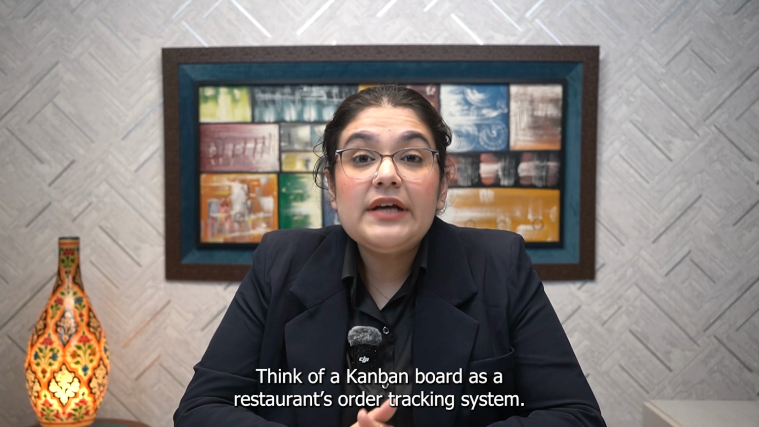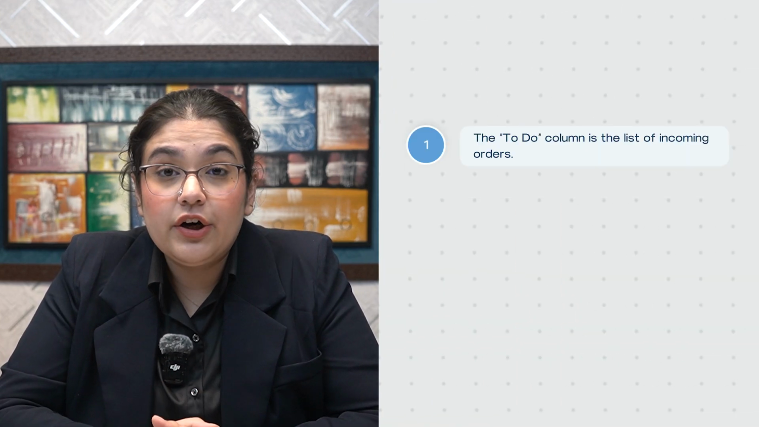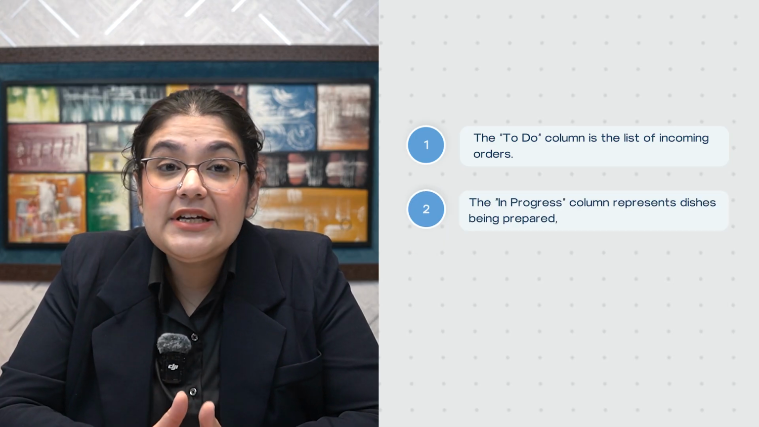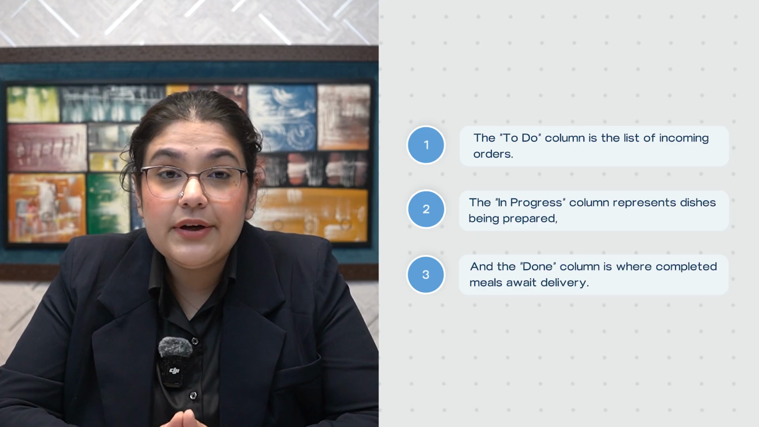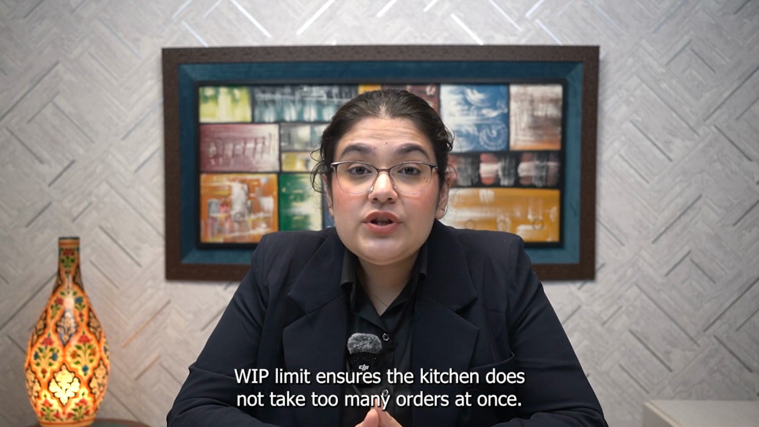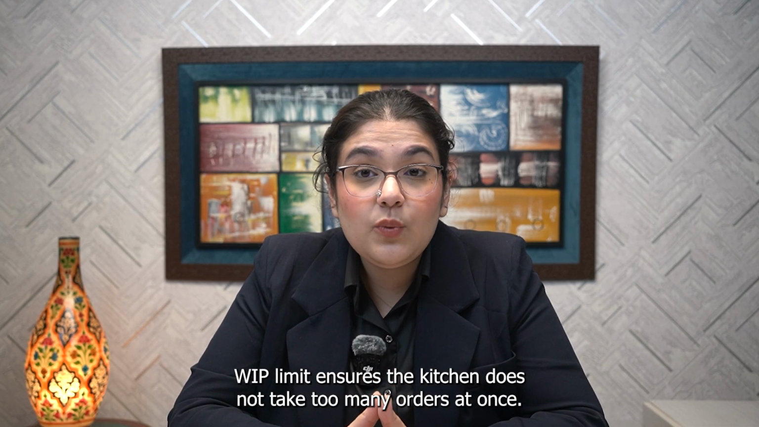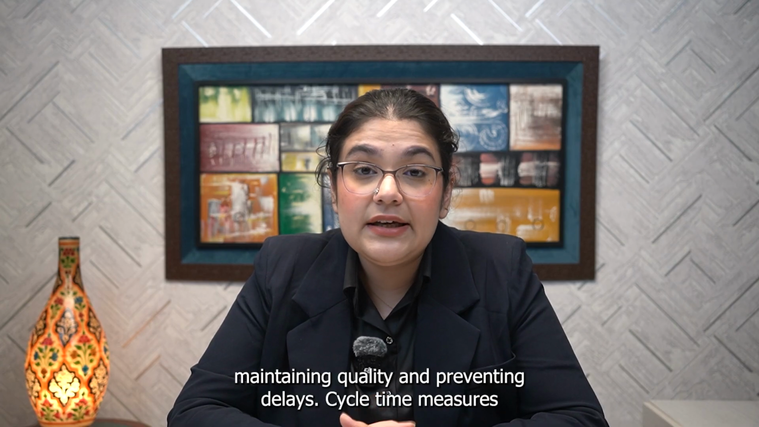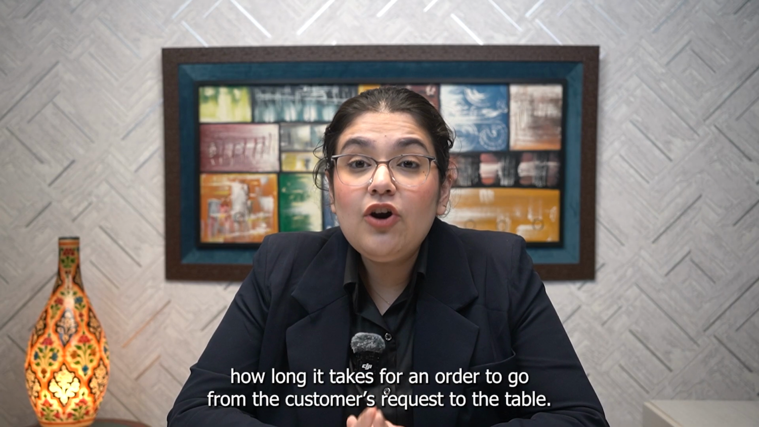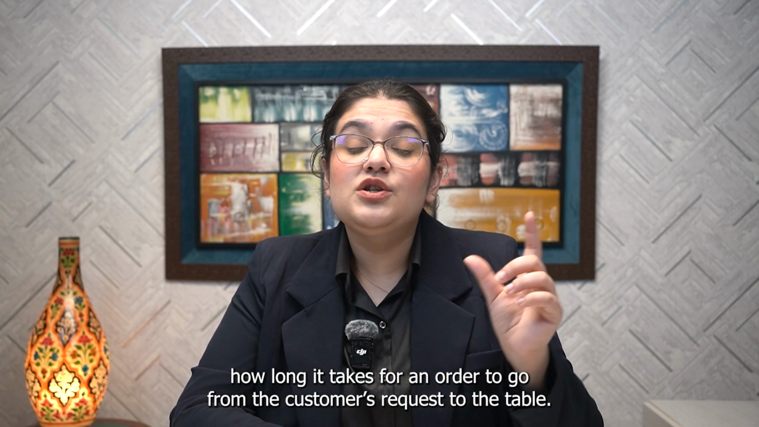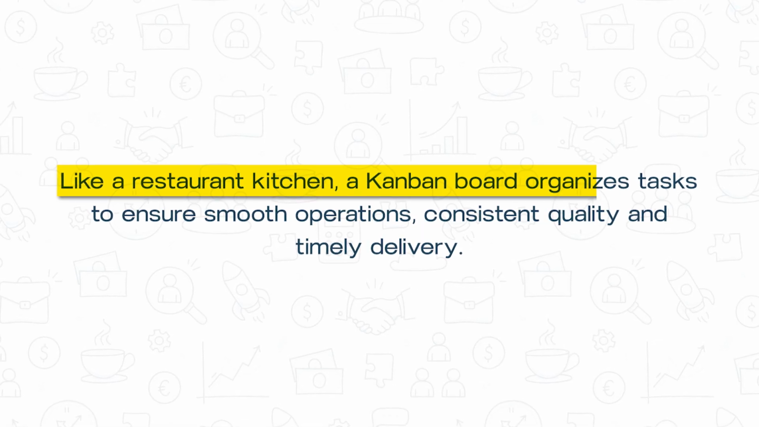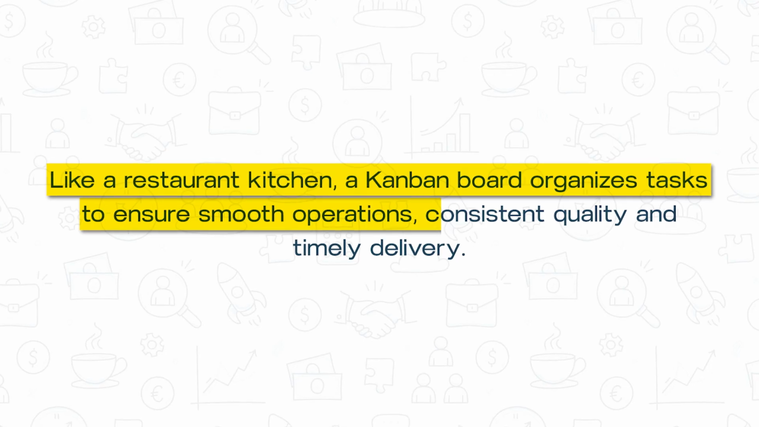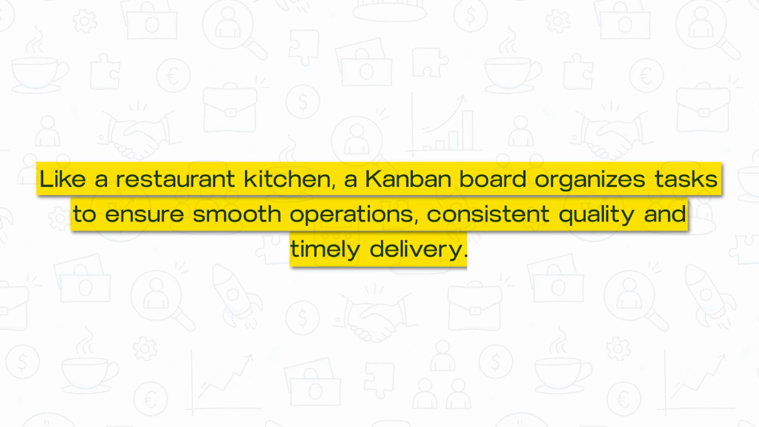Think of a Kanban board as a restaurant's order tracking system. The to do column is the list of incoming orders. The in progress column represents dishes being prepared, and the done column is where completed meals await delivery. WIP limit ensures the kitchen does not take too many orders at once, maintaining quality and preventing delays. Cycle time measures how long it takes for an order to go from the customer's request to the table. Like a restaurant kitchen, a Kanban board organizes tasks to ensure smooth operations, consistent quality, and timely delivery.